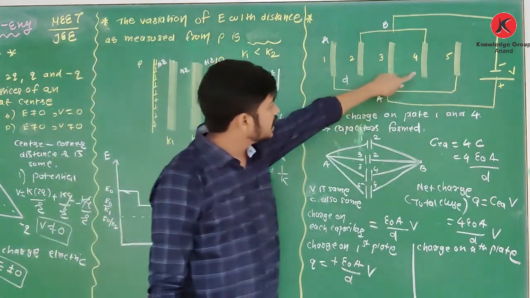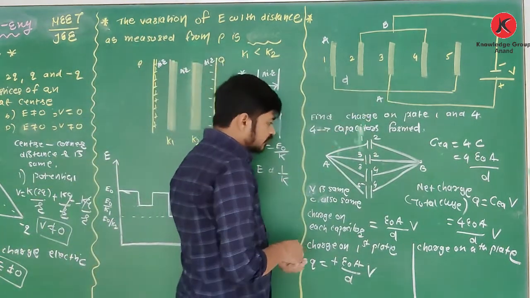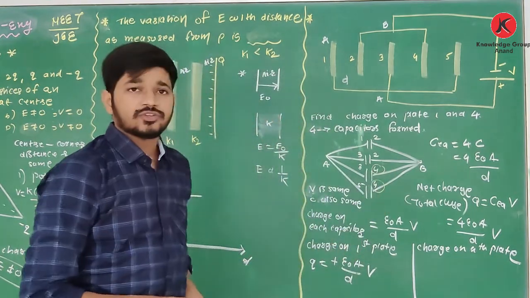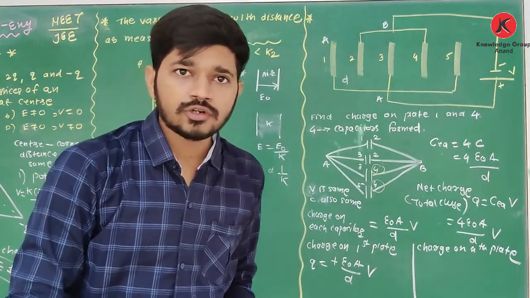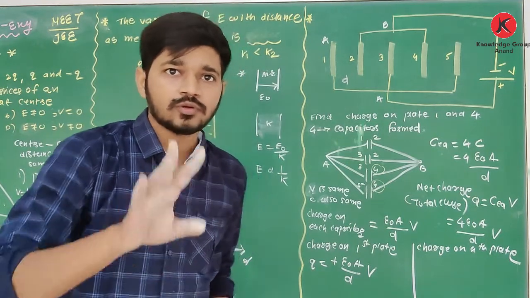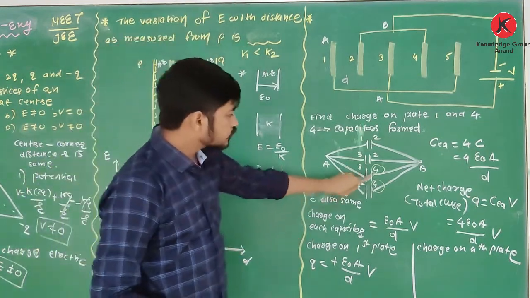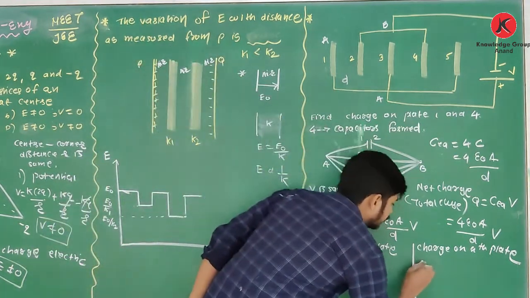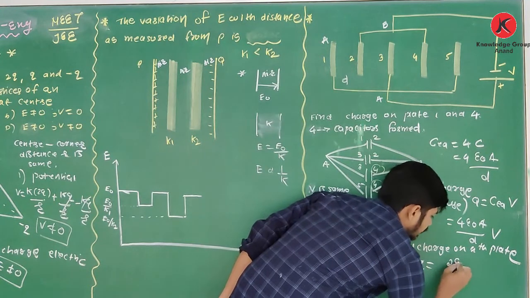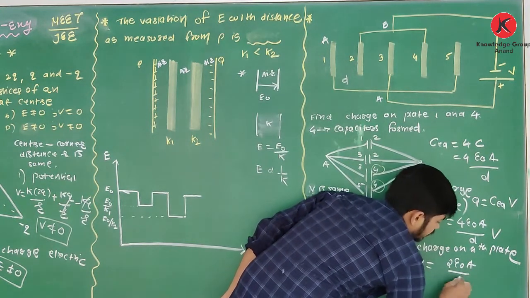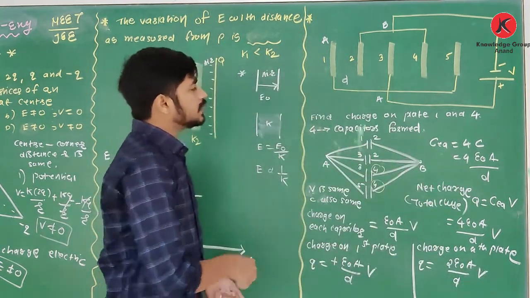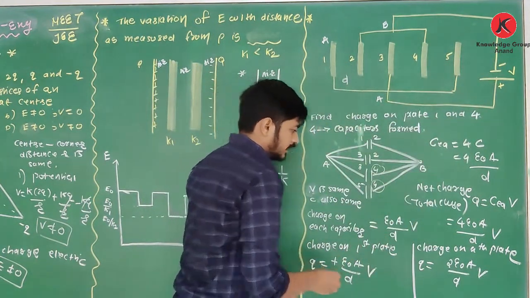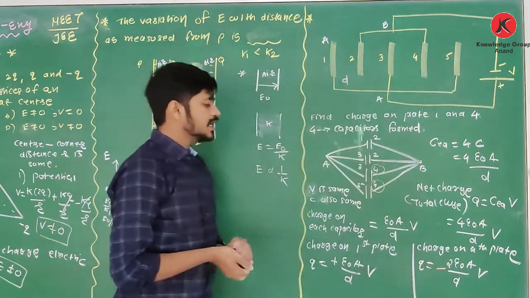See this fourth plate. This fourth plate is in 2 capacitors. Yes or no? 2 capacitors include the fourth plate. So what is the total charge on the fourth plate? 2 times, so its charge is 2 epsilon 0 A upon D into V. But this fourth plate is connected with the negative terminal, so its charge will be negative.